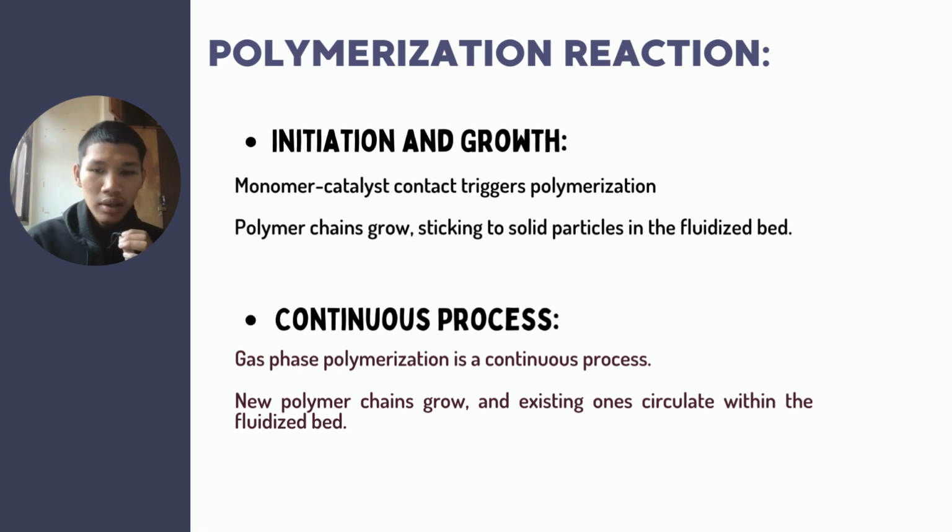Next is the continuous process. Gas phase polymerization is a continuous process. New polymer chains grow, and existing ones circulate within the fluidized bed.